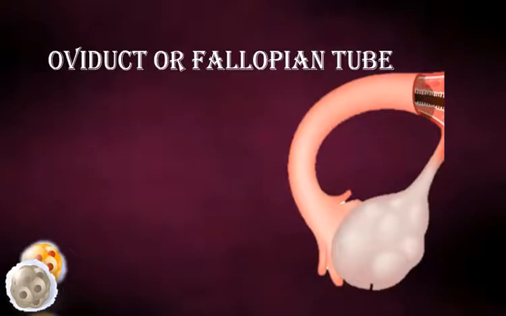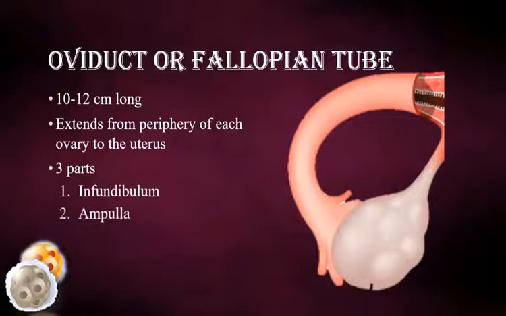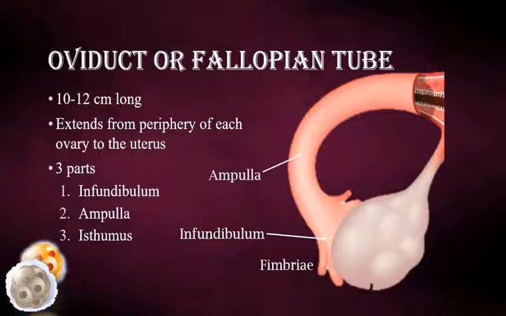The oviduct or the fallopian tube is made up of three parts: infundibulum, ampulla and isthmus. The infundibulum is the part close to the ovary. It is funnel shaped and the ends of the infundibulum have finger-like projections. These are known as fimbriae. Fimbriae help in collection of ovum after ovulation.